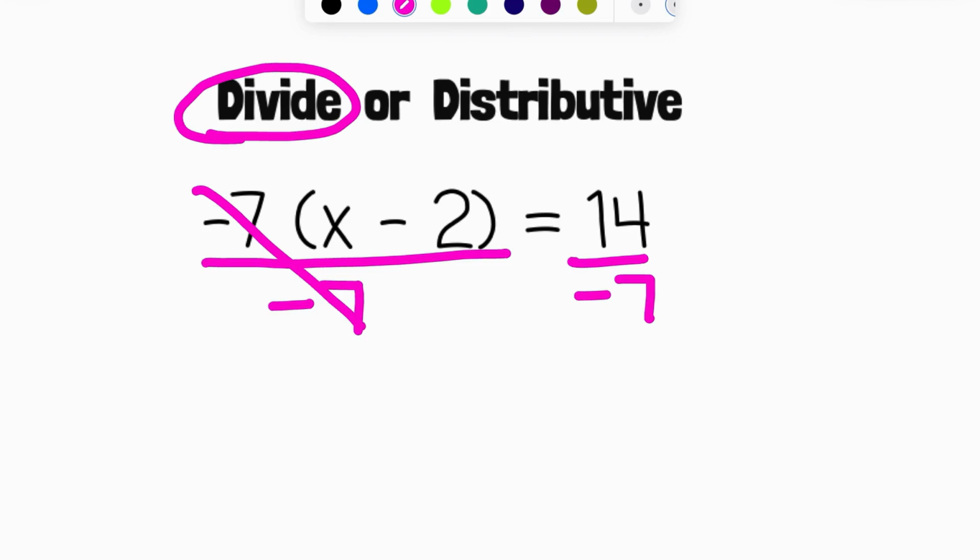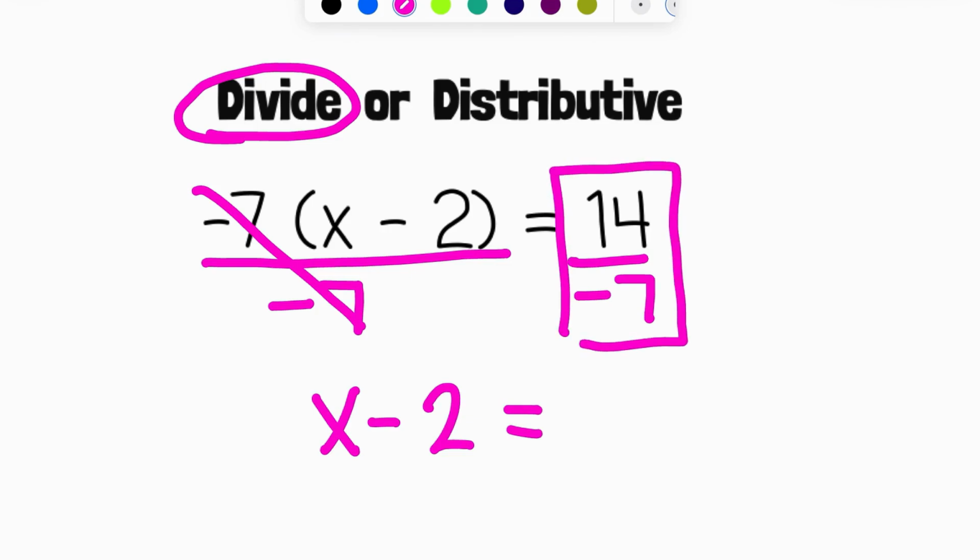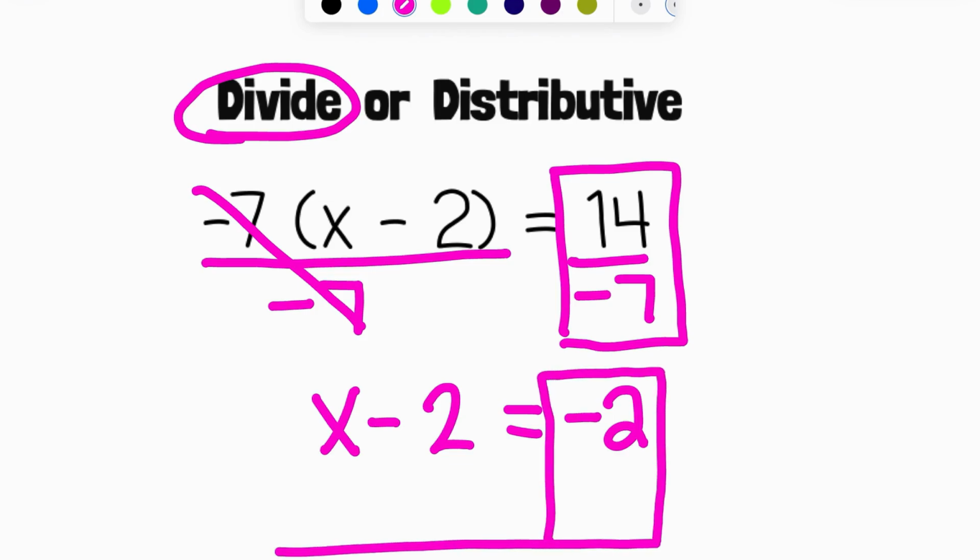Okay, so that cancels, and I have x minus 2 equals, all right, let's calculate this box. 14 divided by negative 7 would be negative 2. Okay, box the term that's by itself. It's going to be this negative 2. So we're going to move the minus 2. The inverse would be to add 2.